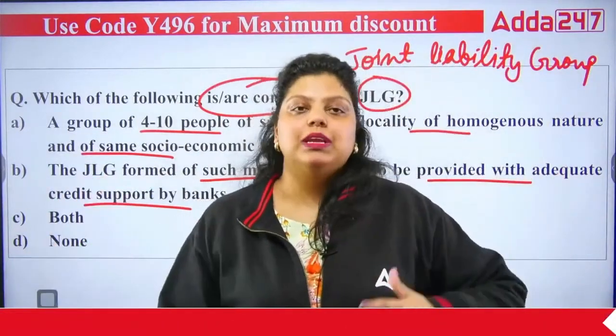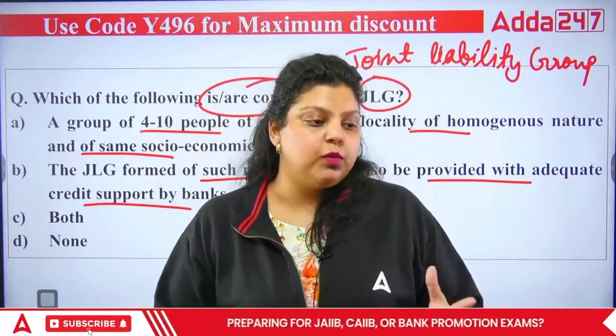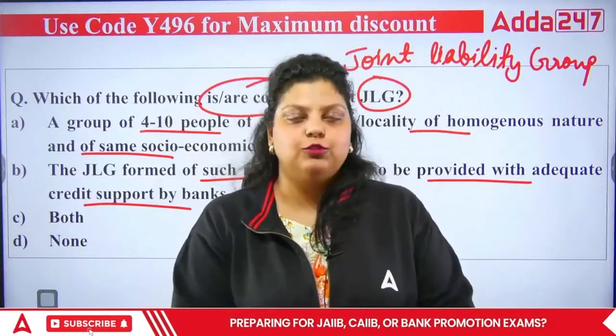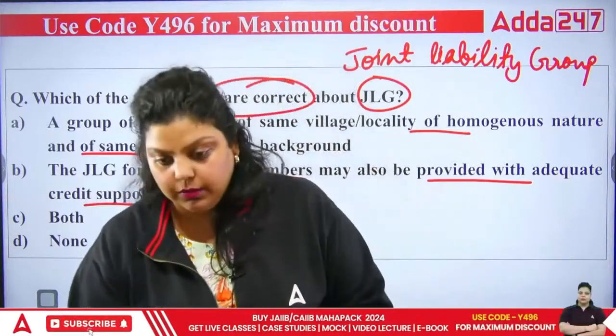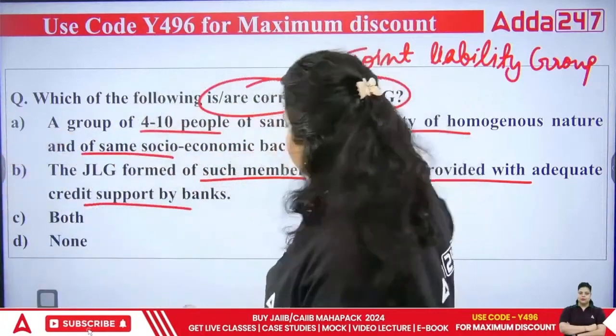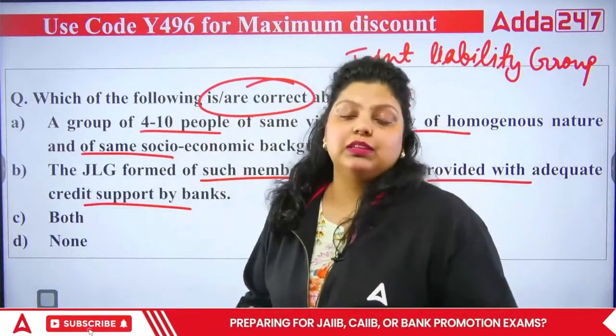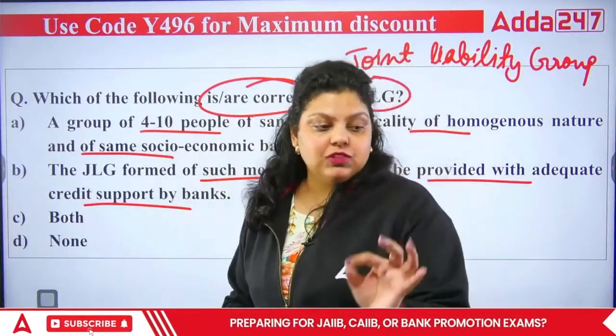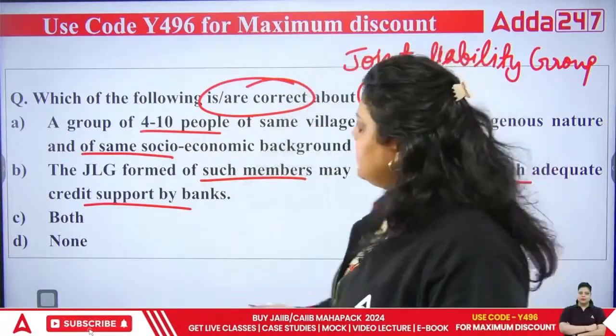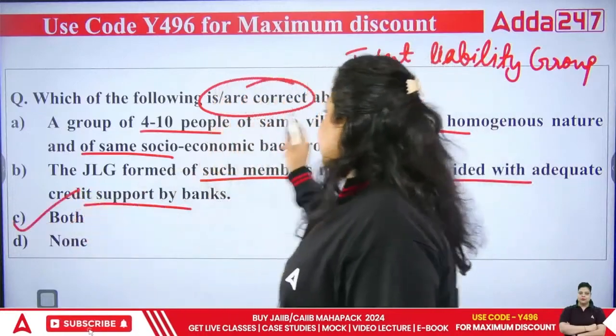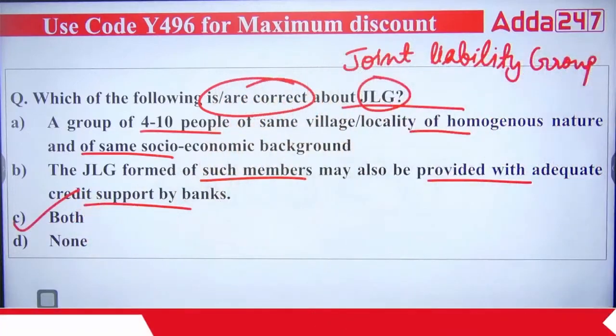We wanted to create a savings habit, or promote the savings habit among the persons. That's why we have introduced the self-help group. Now, the joint liability group was introduced for the major purpose of credit requirement, to fulfill their credit need. That's the major reason for the joint liability group. It means both the statements are correct about your joint liability group.